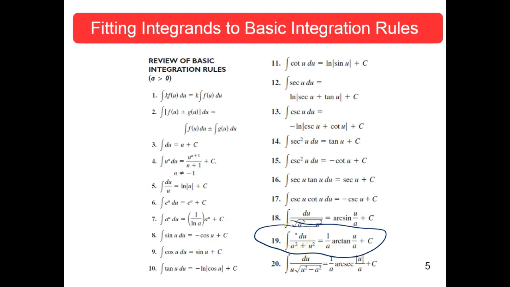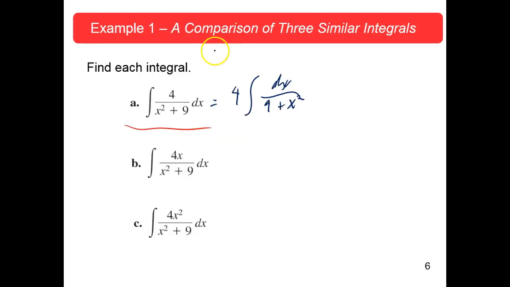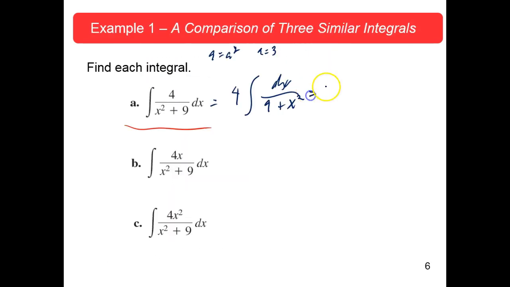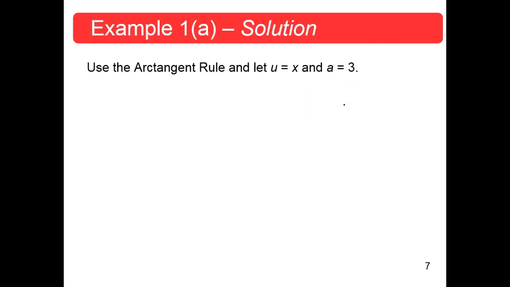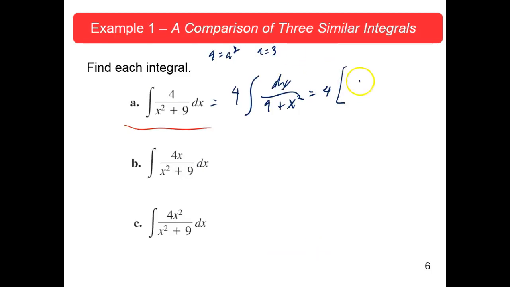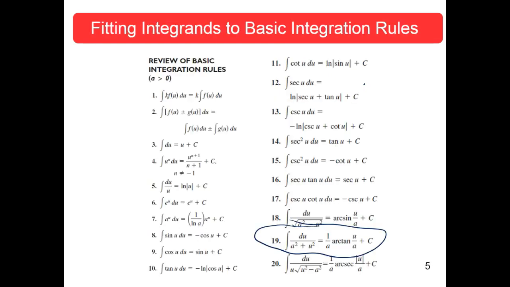A squared. Okay? So, if 9 is equal to a squared, what is a equal to? A is equal to 3. Okay? So let's go back to here and see what that is. Well, this first is equal to 4 times, and now we're going to get it straight out of the table. That would be 1 over a, which is 1 over 3.